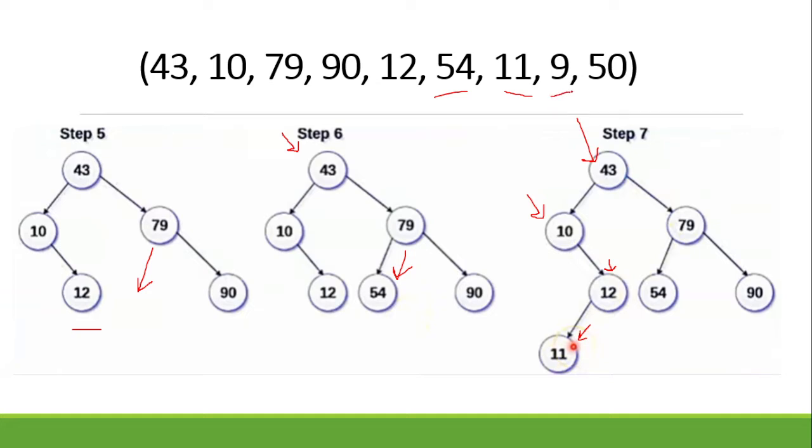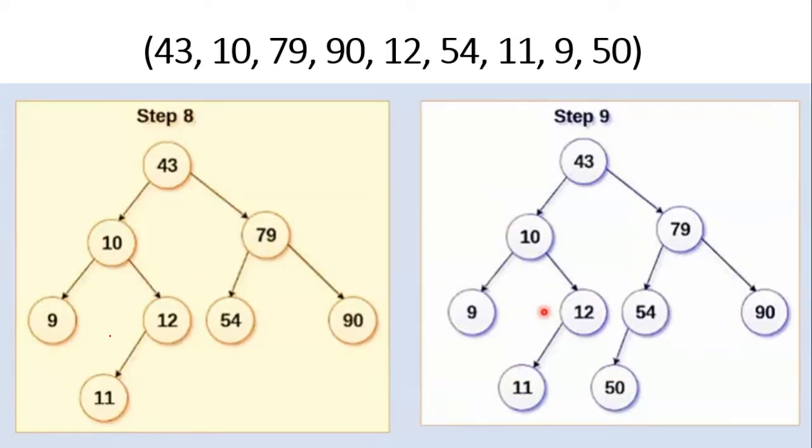Then 9 is incoming. Then what should we do? 9 is coming. At this stage, we have to add a new node 9. Where do we insert it? Start scanning from the root. Okay. We are at 43. 9 is less than 43. Move to its left child. 9 is less than 10. So we have to add it as the left child of 10. See, here we have added 9 as the left child of 10.